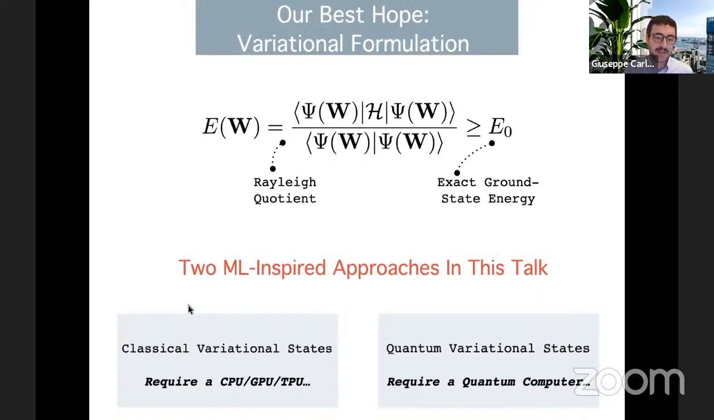The first one is based on using classical variational states. By classical, I mean that I can use a CPU, if you want, or a GPU, to represent my variational state. Specifically, I will use neural networks to represent it. And then I will show you how we can minimize this energy function using machine learning inspired techniques.